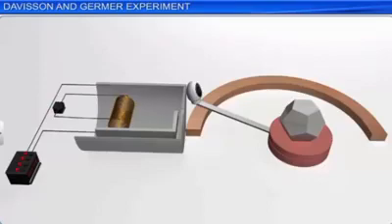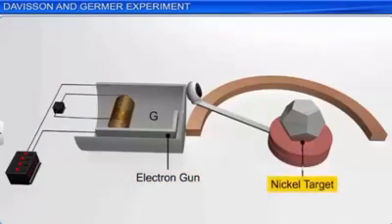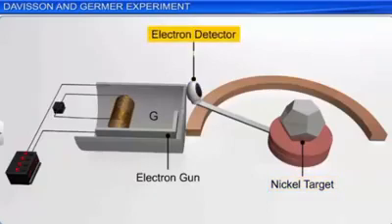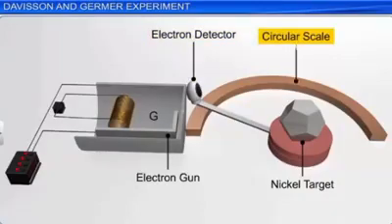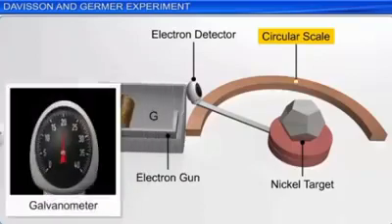It consists of an electron gun G, a nickel target, and an electron detector that is capable of moving on a circular scale. The electron detector is connected to a sensitive galvanometer used to measure current.